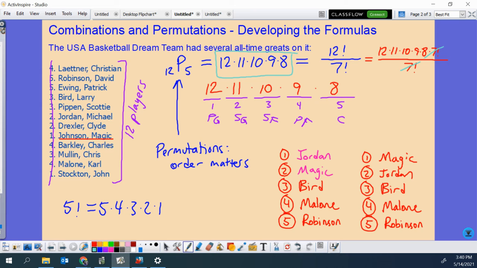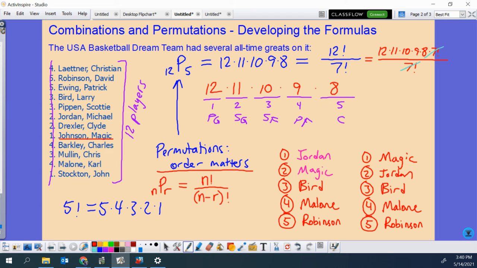Why write it this way? Well, it's simpler. It's less to write. And it's also more formulaic because now what we can say is permutations, nPr, the number of ways that you can permute r elements out of n elements, the number of ways you can place r things in order out of n things is n factorial, that's the 12 factorial on top, divided by (n minus r) factorial.